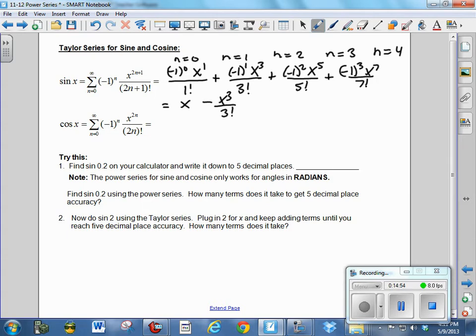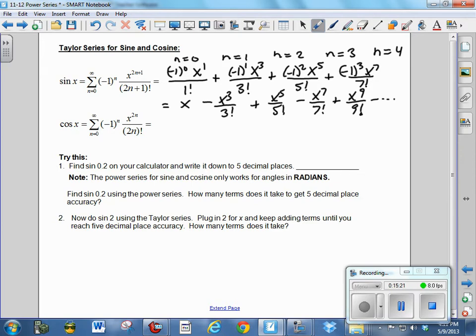Then when I see negative 1 squared for the next term right here, that's positive again. So it's plus x to the 5th over 5 factorial. And then you see negative 1 cubed, so that's minus x to the 7th over 7 factorial. And I imagine you can figure out the next one would be plus x to the 9th over 9 factorial, etc., and then minus again. So that's what the sine function looks like.